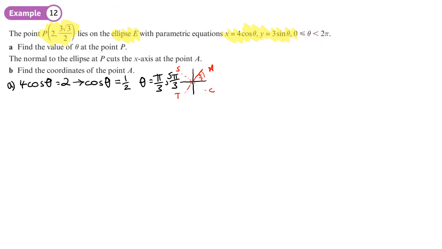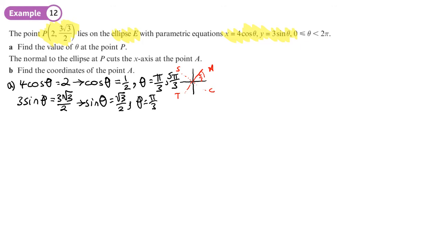Then the other piece of information we've got is 3 sine theta equals 3 root 3 over 2, which means that sine theta is going to equal 3 root 3 over 2 divided by 3, which I think is just root 3 over 2. So like before, we will work out what theta is, so we'll do the sine inverse of root 3 over 2, and that also gives us pi over 3.